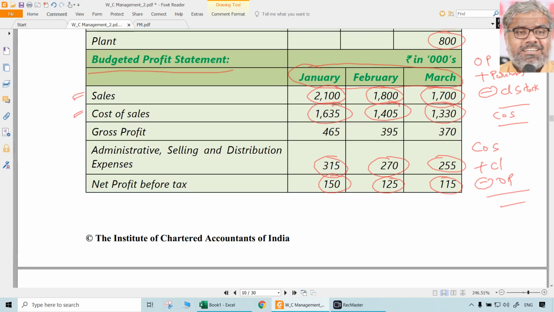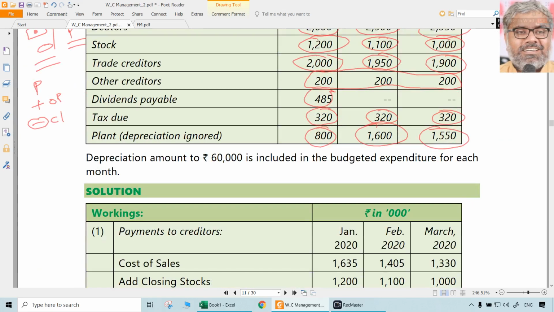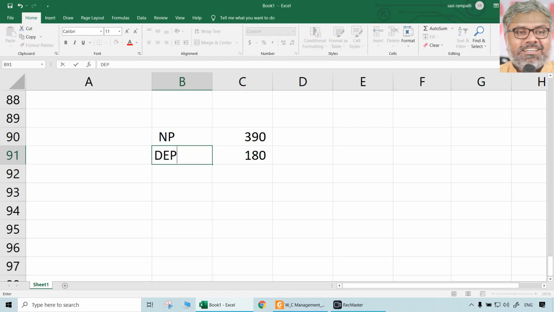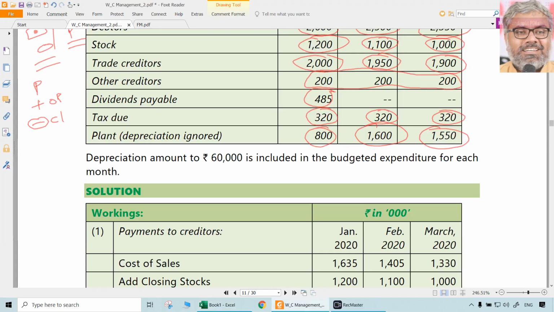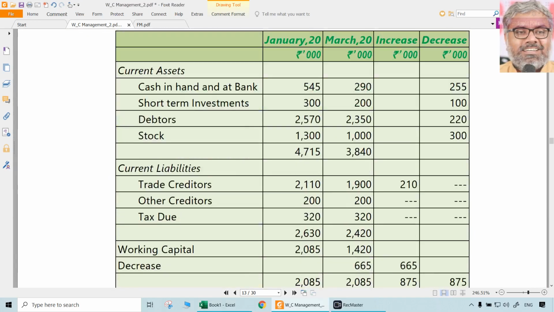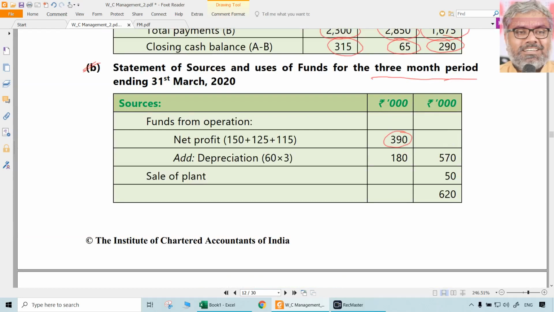Immediately, the non-cash expenditure, depreciation, has to be added back. That is each month 60,000. For 3 months, 180,000. So 60 into 3, 180. So this is net profit. Add depreciation 180. That is the one thing. That is the first point to be done because it is a non-cash expenditure. So this is the first point, 180.